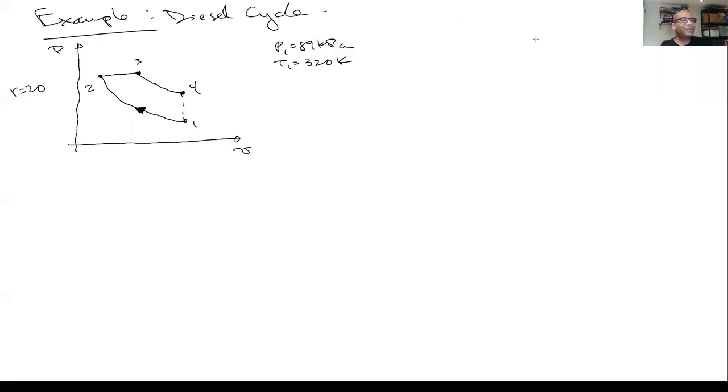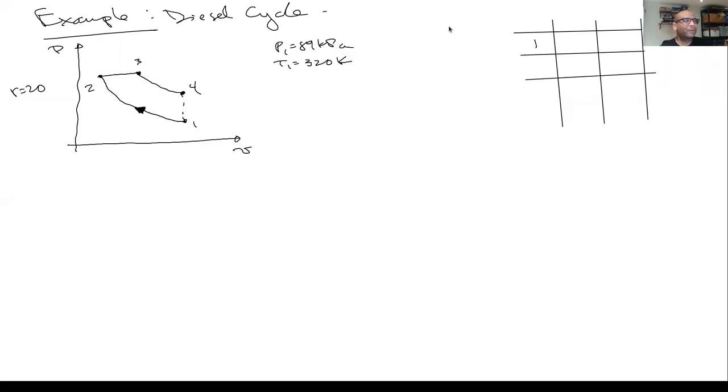I'm just going to build my table right away. So find all the temperatures and the pressures throughout the cycle. I'm going to omit the specific volumes because, as we've seen, we don't really need them. So for states 1, 2, 3, and 4, temperatures in Kelvin and pressures in kilopascals. And then we find the cutoff ratio, beta, and we want to find the efficiency as well.